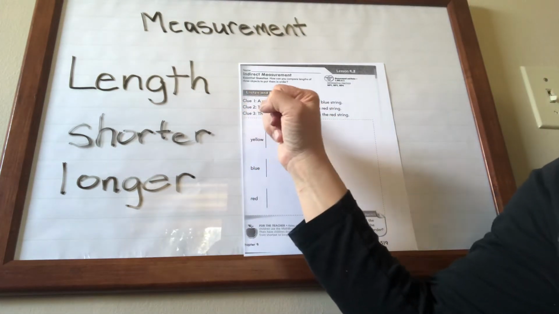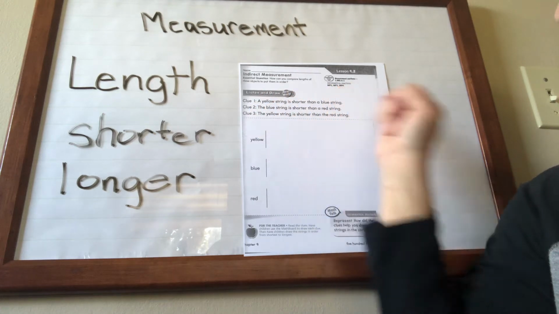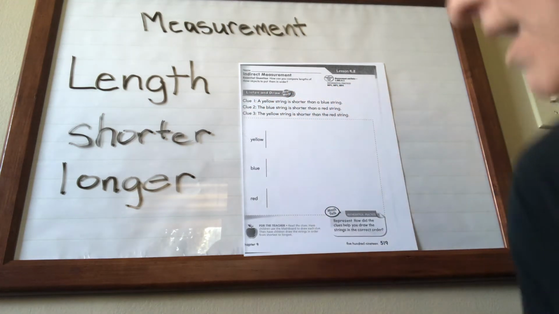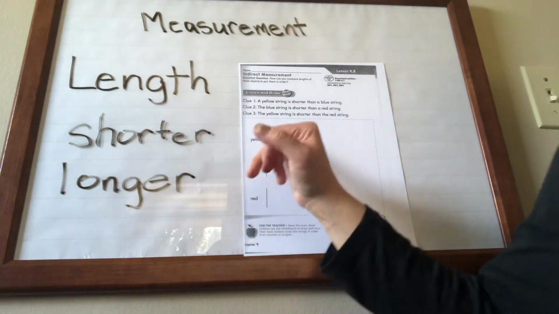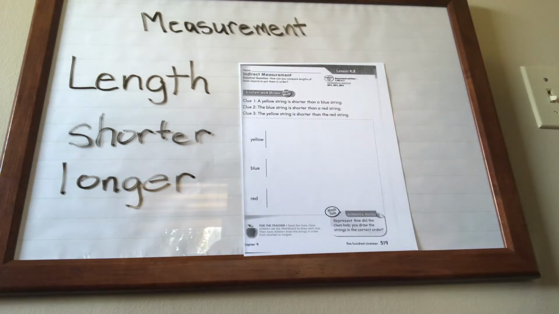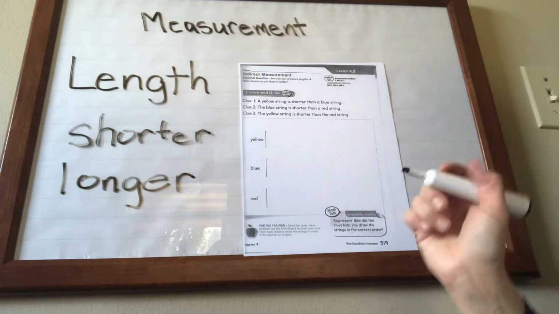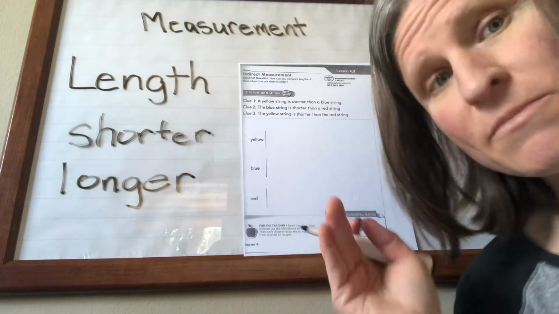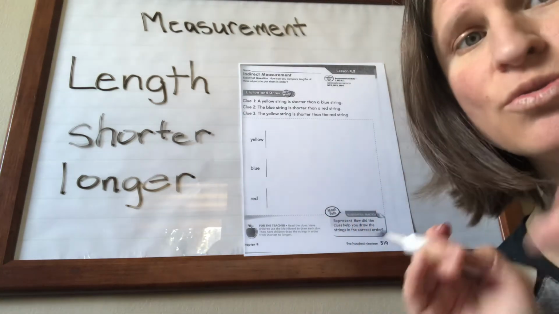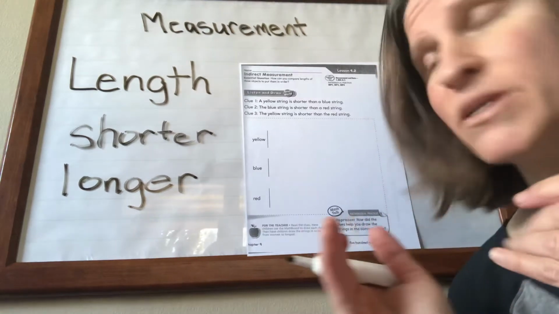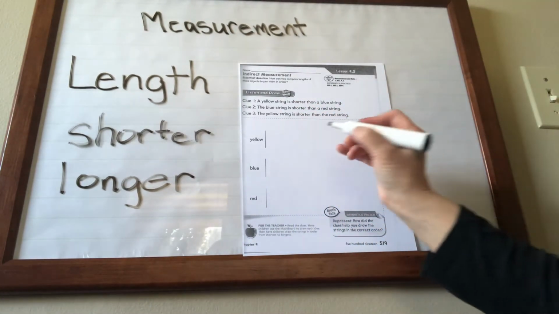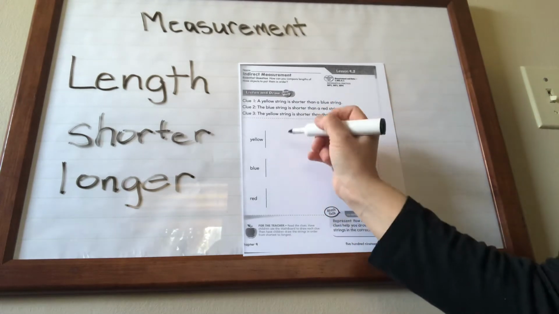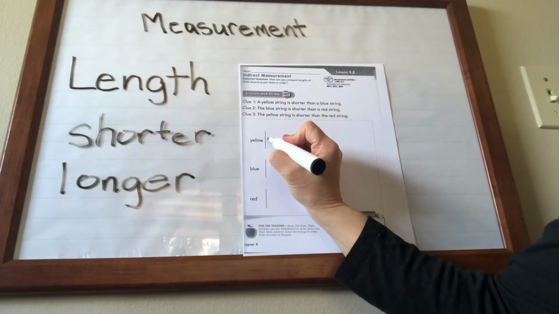So clue number 1, we'll go back to clue number 1. A yellow string is shorter than a blue string. Ideally, you would have a yellow, blue, and red color. I don't. So the yellow string is shorter than the blue string. We're going to draw those strings, but we don't want to make them too short or too long or too close together because there's a third one and we don't know where that one fits in. So the yellow string is shorter than the blue string. You want to start right from the edge. That's the biggest trick here.